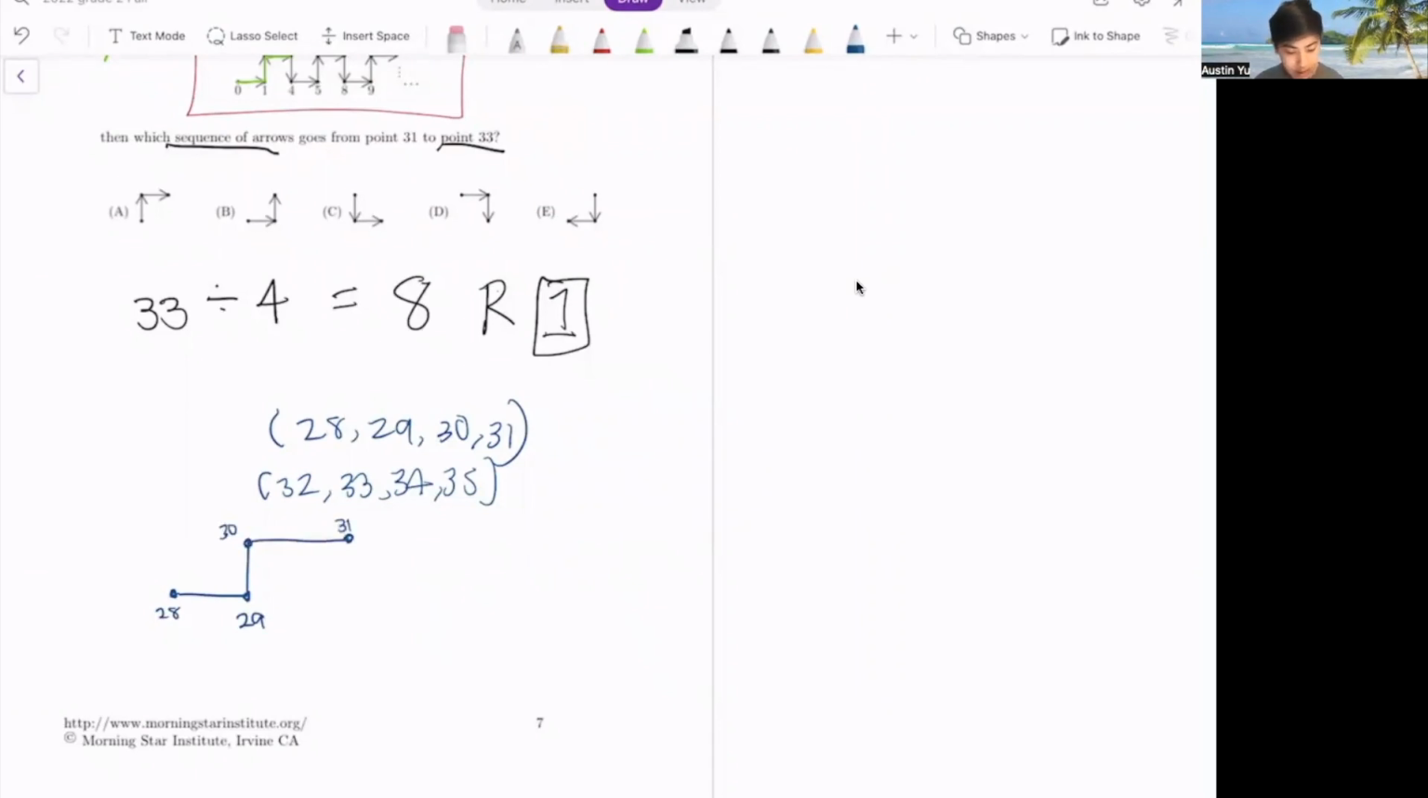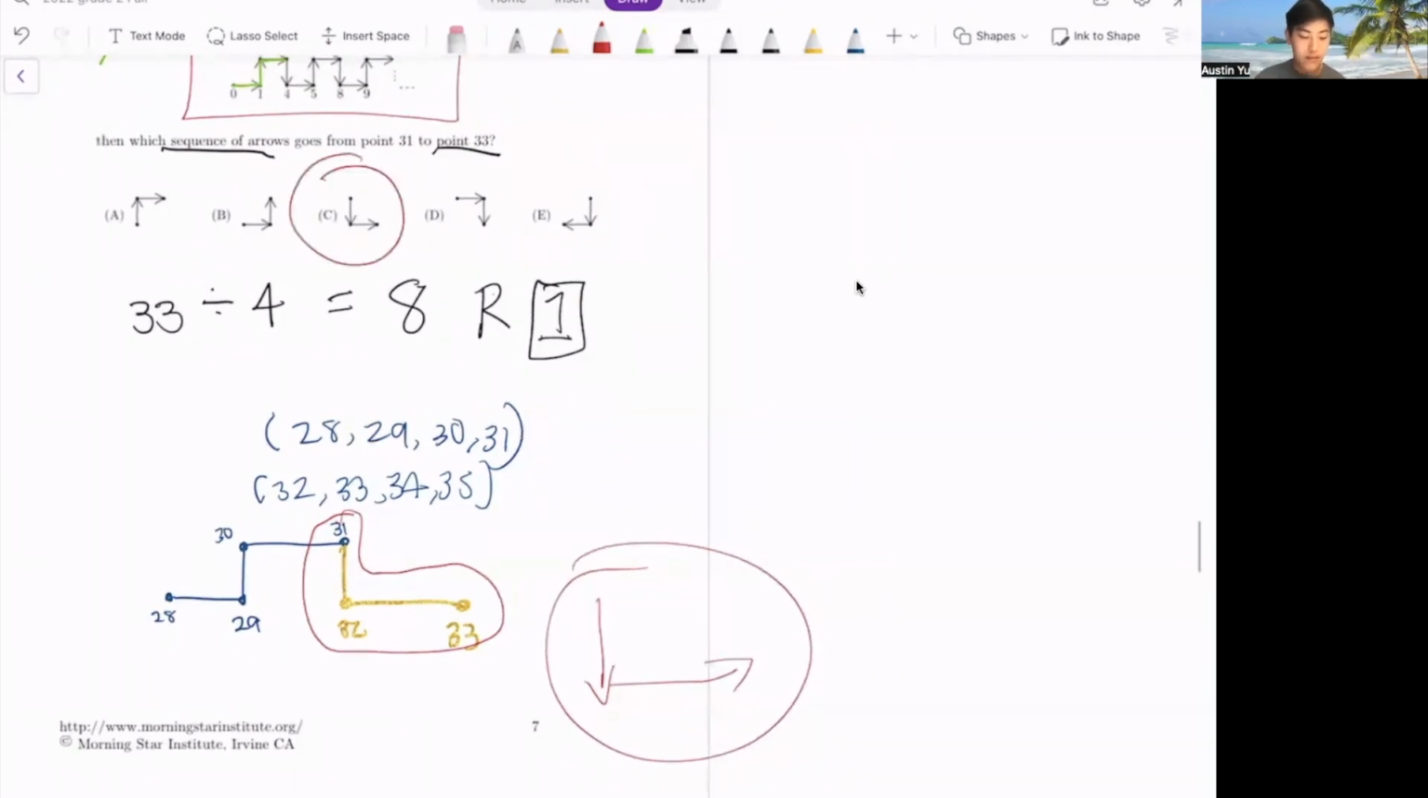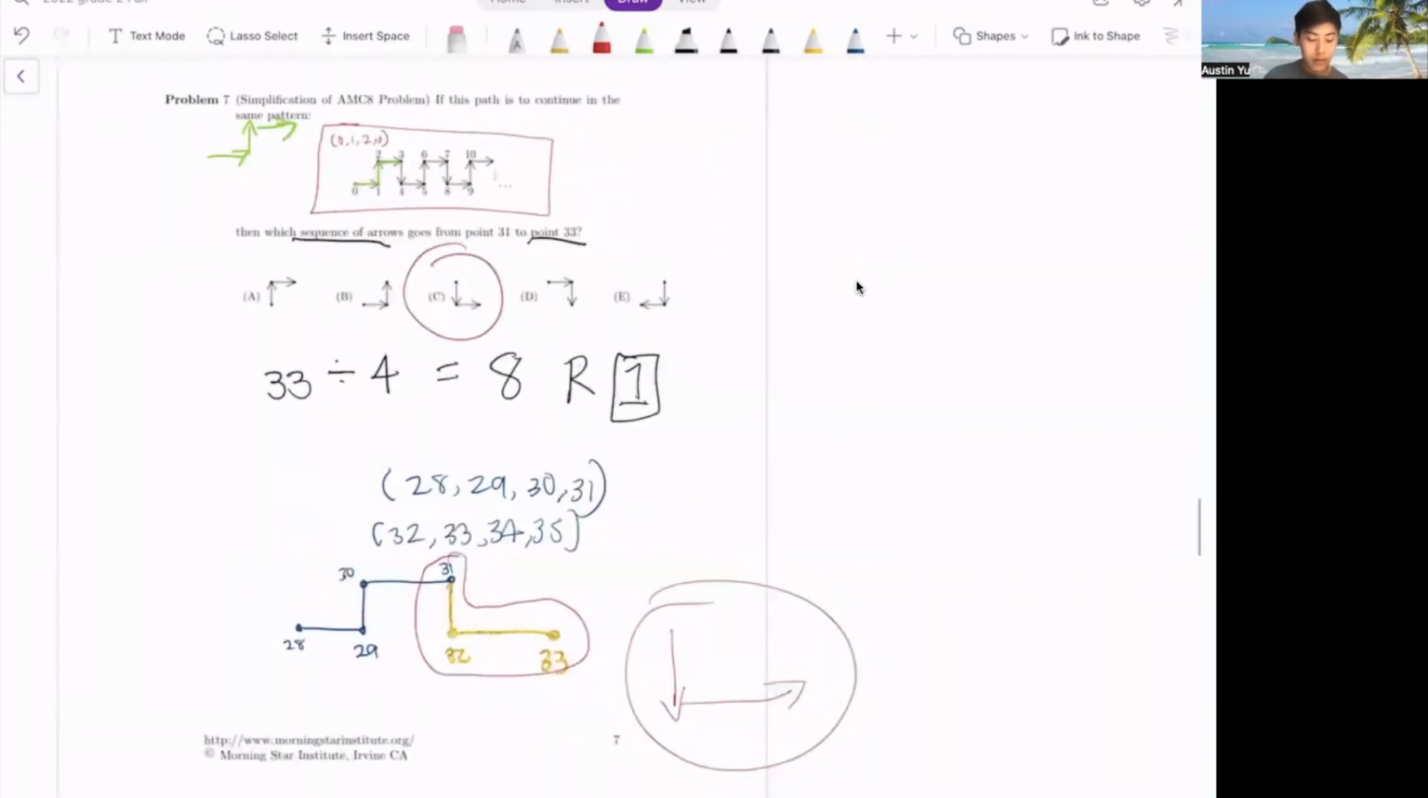So that is a sequence, right? And then the bottom one starts all over again, 32 and 33. And since it's asking us what sequence of arrows goes from 31 to 33, we just highlight this. And this one is, of course, just this figure, right? And we have to see which one it matches closest to, and of course, it is C. So the answer is C for problem 7.